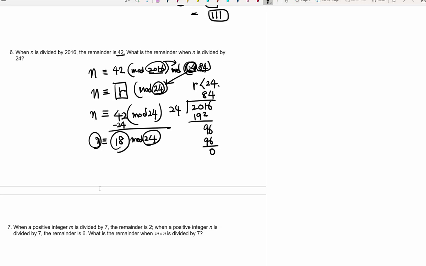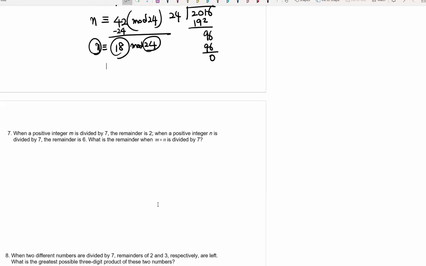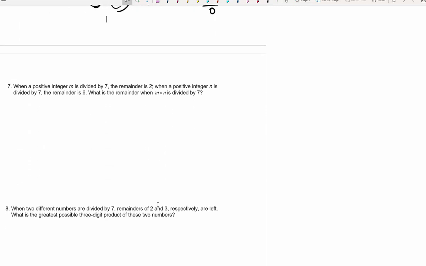Just one more question, number 7. When a positive integer m is divided by 7, modulo 7, the remainder is 2. That means m has remainder 2 when divided by 7. We set up the equation. Another number n, when divided by 7, has remainder 6, the same modular system, okay?